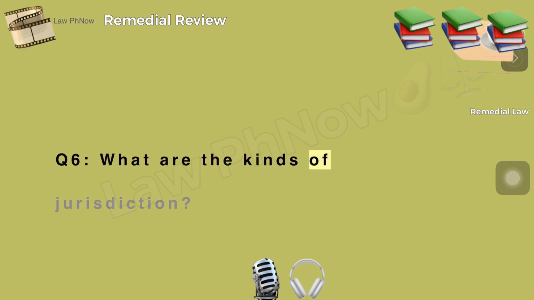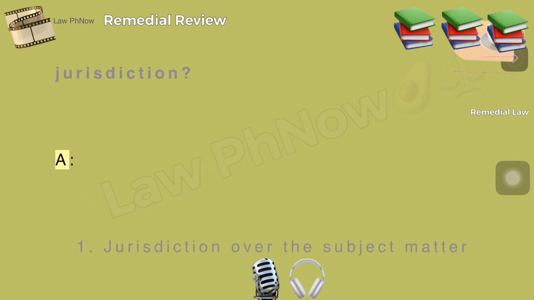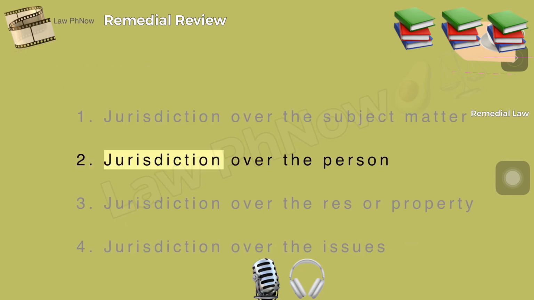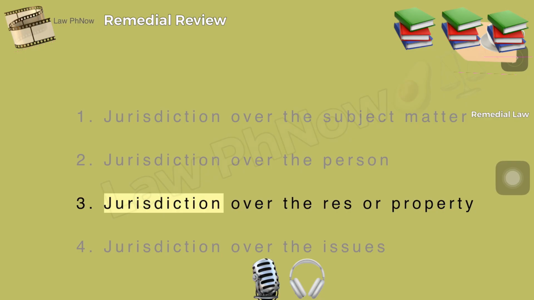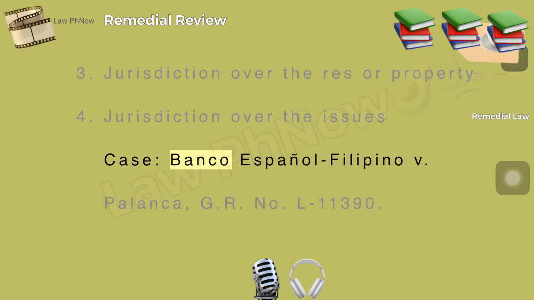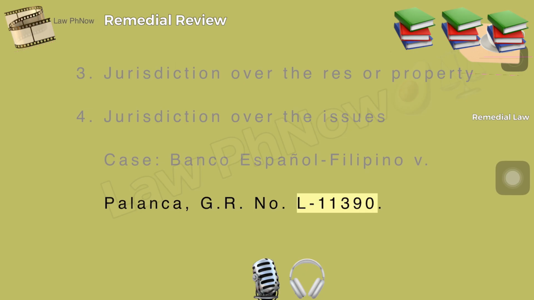Q6, what are the kinds of jurisdiction? A. 1. Jurisdiction over the subject matter. 2. Jurisdiction over the person. 3. Jurisdiction over the res or property. 4. Jurisdiction over the issues. Case, Banco Español Filipino v. Palanca, GR No. L-11390.